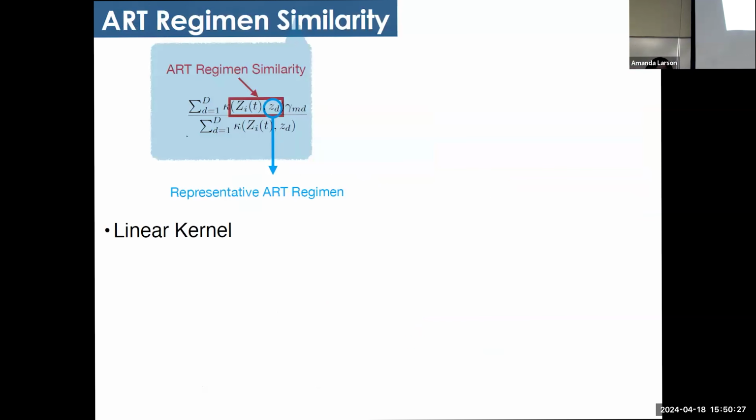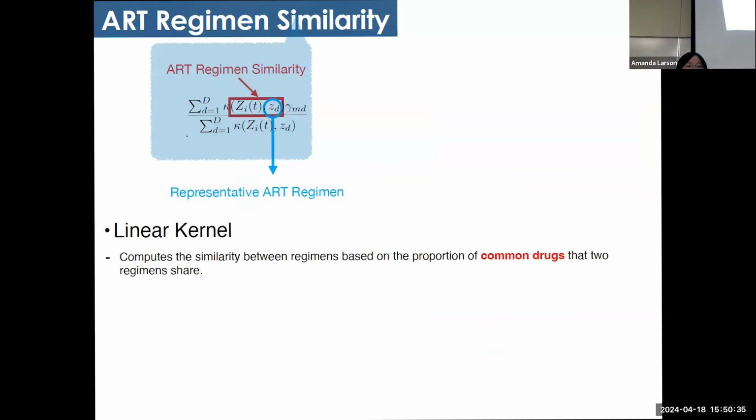For the similarity function, a natural choice would be the linear kernel. What does linear kernel mean in this context? Linear kernel computes the similarity between regimens based on the proportion of common drugs that two regimens share. For example, for these three regimens, all three of them have the same two NRTI drugs, D4T and 3TC, and they have a different third drug. If we use this linear kernel, then the similarity will be 2/3, since in total there are 3 drugs and 2 of them are the same.